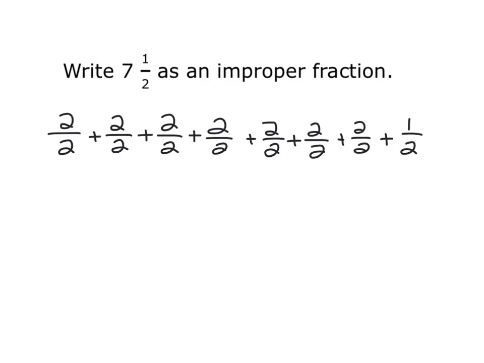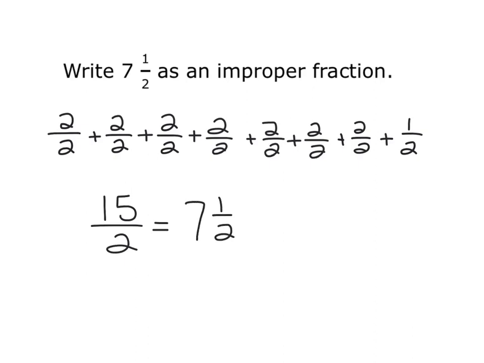So as an improper fraction, I would just add up all my numerators. Well, counting by 2s is fun and easy. Let's count. 2, 4, 6, 8, 10, 12, 14 halves makes 7, plus another half makes 15 halves altogether. So we can write 15 halves is equivalent to 7 1/2.